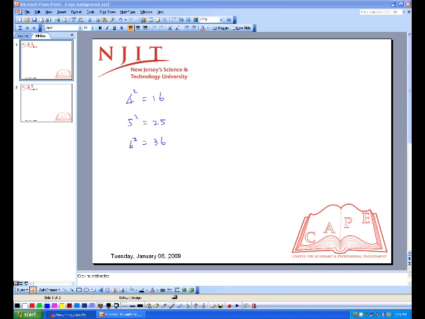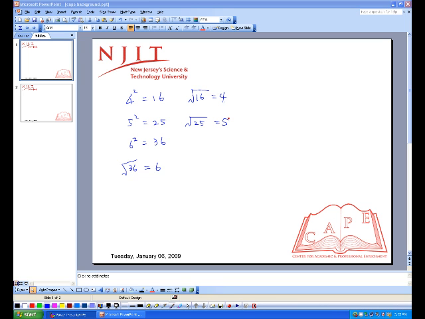So if 6 square is 36, then the square root of 36, which you write like this, will simply be 6. Okay, so following the same reasoning, the square root of 16 will be 4, and the square root of 25 will be 5. So that's the definition of square root.